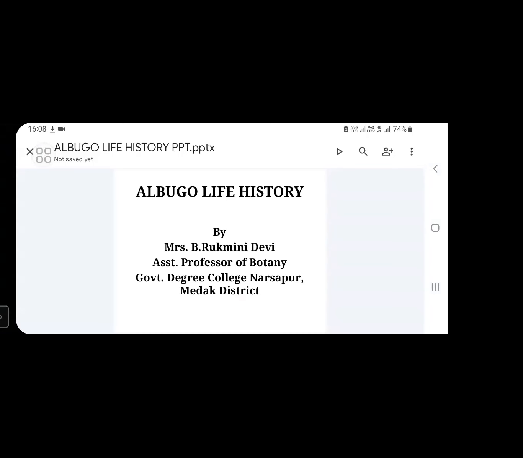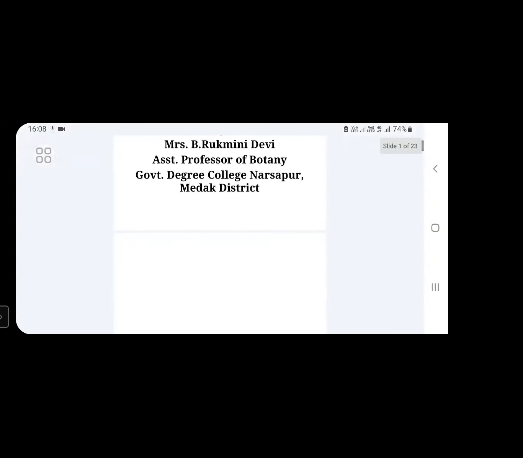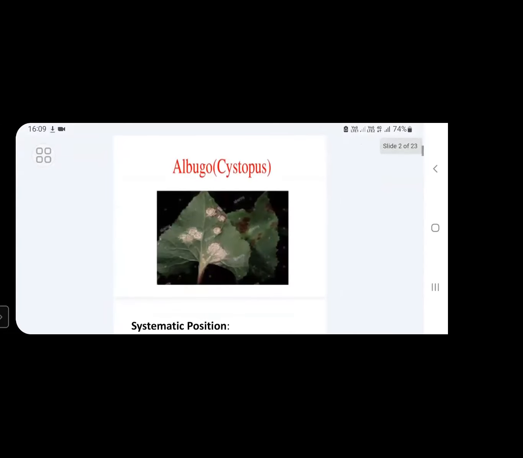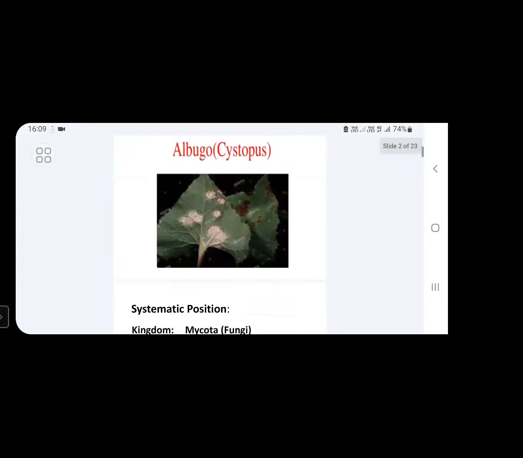Good afternoon, everybody. This is B. Rukmini Devi, Assistant Professor of Botany, working in Government Degree College, Narsapur. Today, I would like to explain the life history of Albugo. For better understanding, I want to explain this topic in two sessions. In the first session, we will discuss vegetative morphology, structure, and asexual reproduction. And in the second session, we will discuss the sexual reproduction of Albugo.